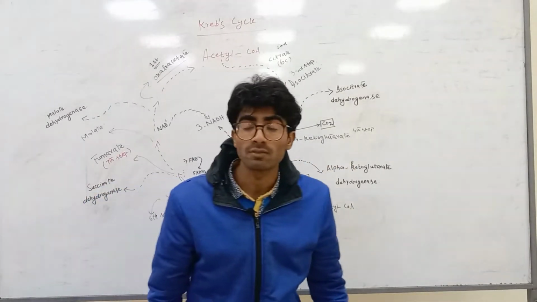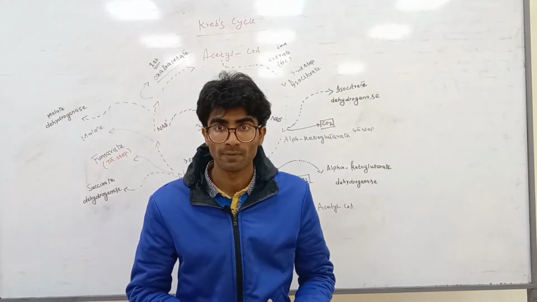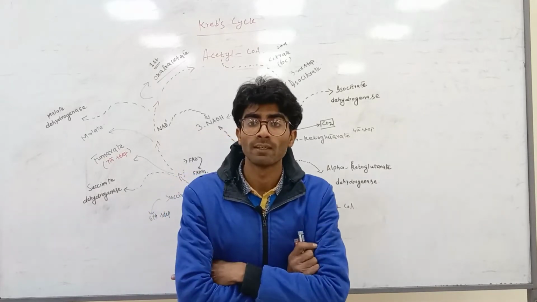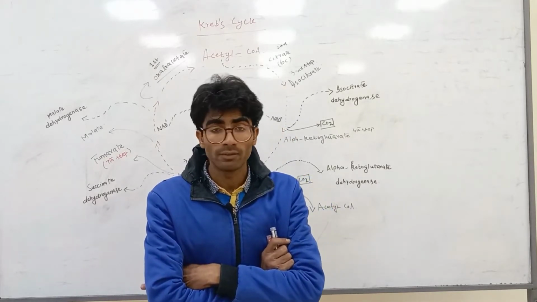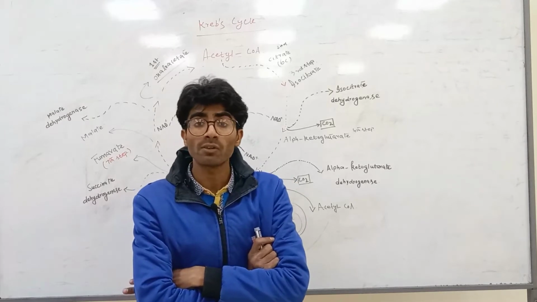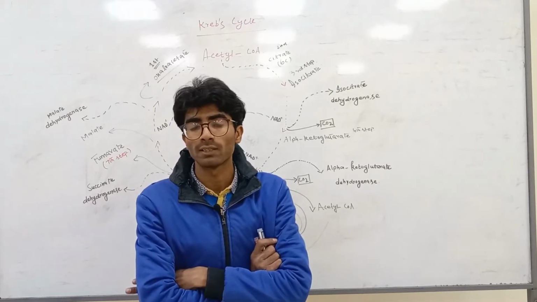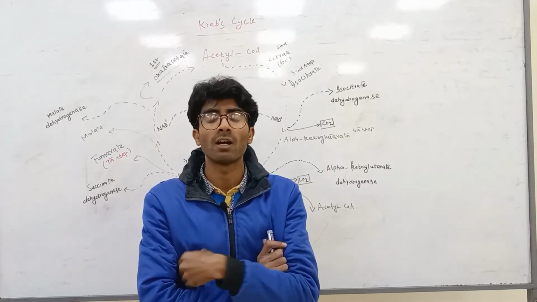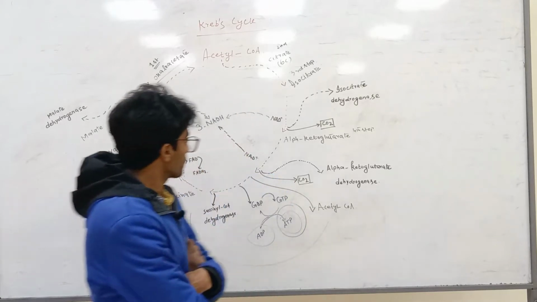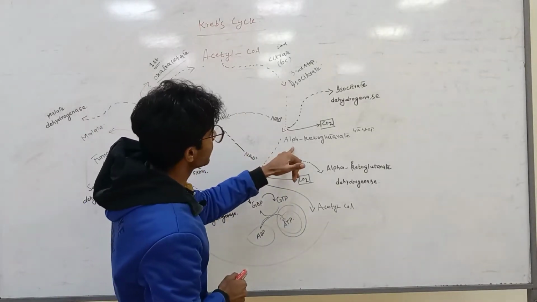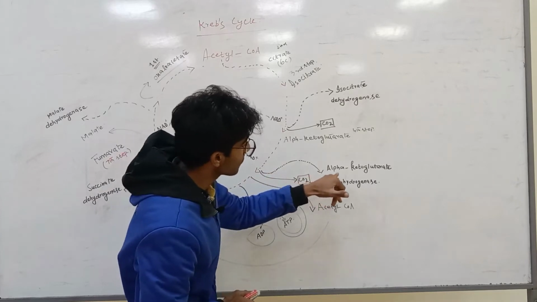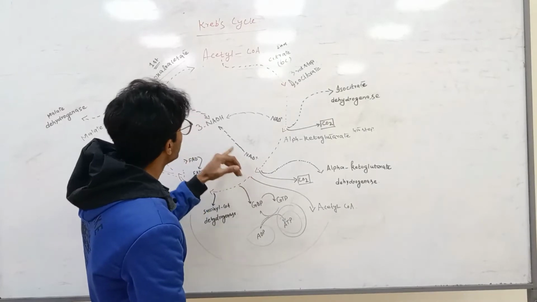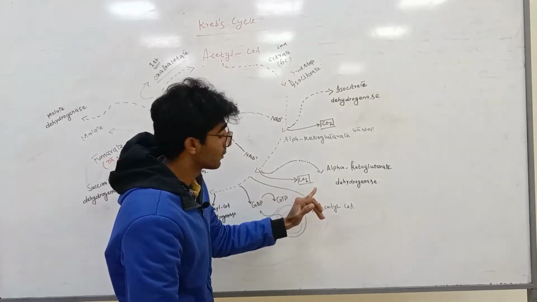Again, the process is known as decarboxylation. There are two processes: one is decarboxylation, the other is dehydrogenation. In the dehydrogenation process, electrons are transported from one place to another, and in decarboxylation, carbon dioxide goes outside of the cycle. Alpha ketoglutarate, in the presence of alpha ketoglutarate dehydrogenase enzyme, converts NAD to NADH and carbon dioxide goes outside.